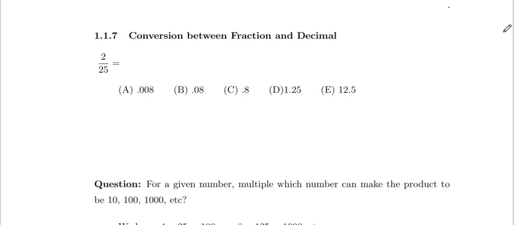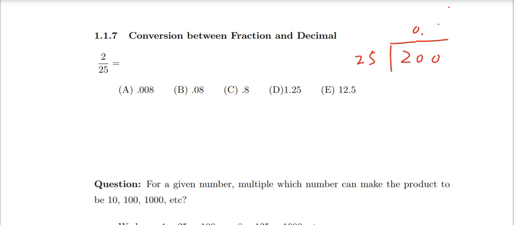We can just use division, right? So 2 divided by 25. Just put the 0, then 0, then 0, like this, right? I think it's 0.08, like that, right?